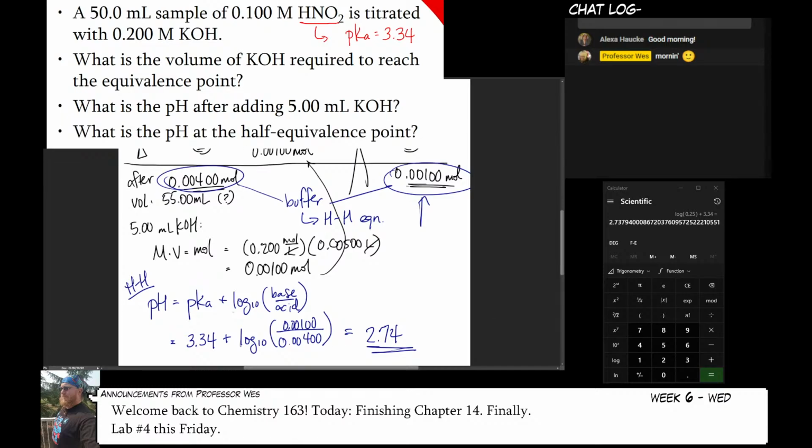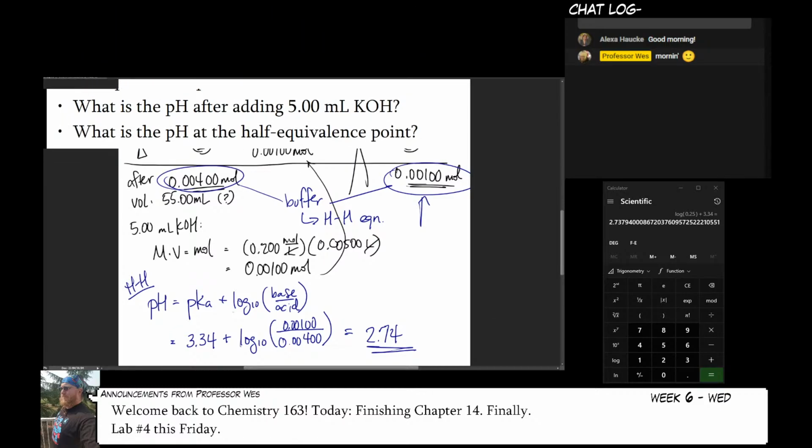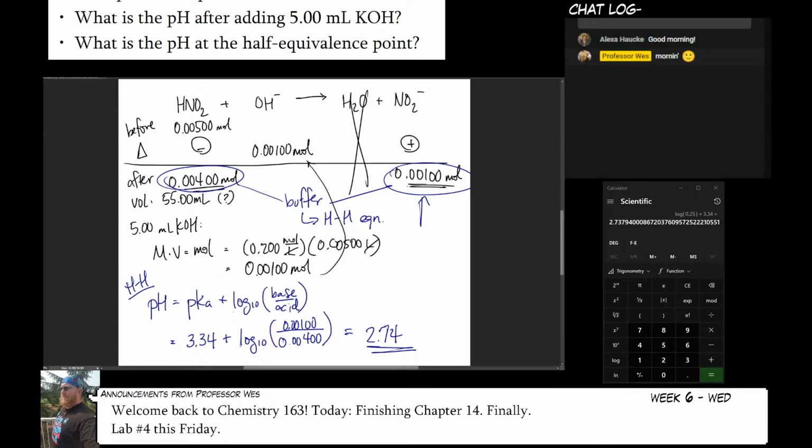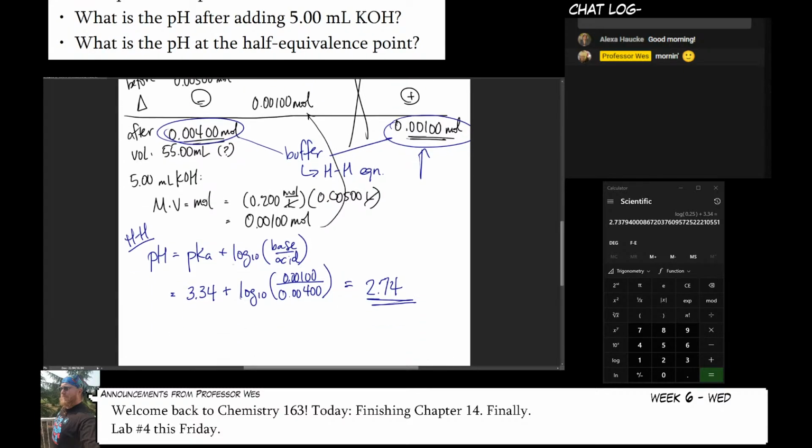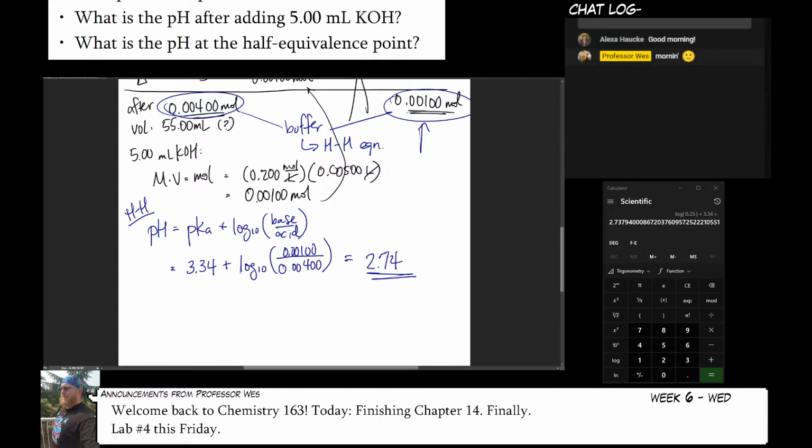All right. What would the pH be at the half equivalence point? Well, at the half equivalence point, you've reacted exactly half of your stuff. So the pH will equal the pKa, right? So at half equivalence, pH equals pKa, which equals 3.34.